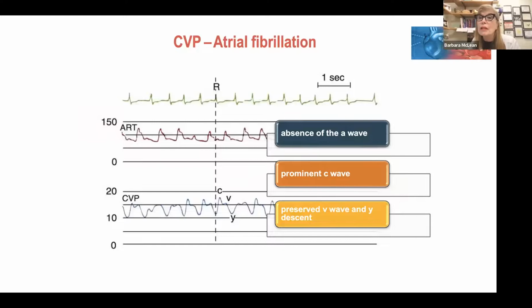In atrial fibrillation, because you don't have a consistent atrial contraction, your atria is just fibrillating, you're going to lose your A wave. You're not going to have an A wave, right?